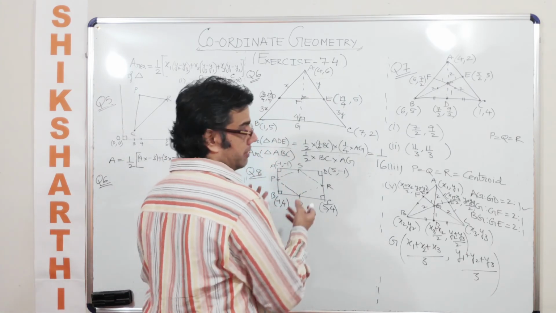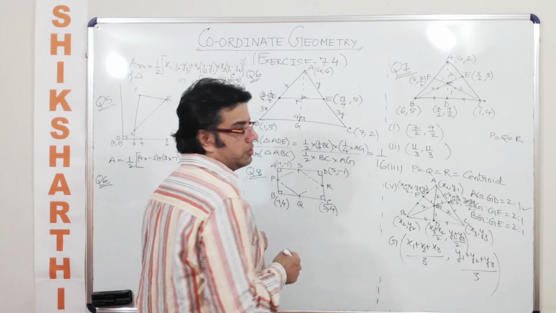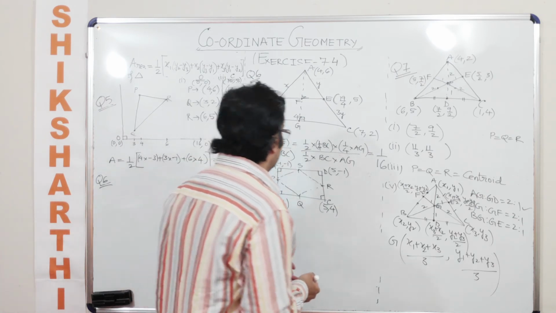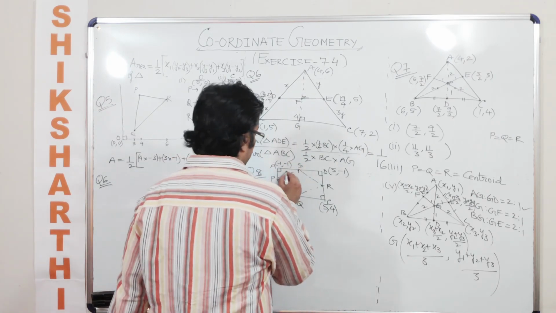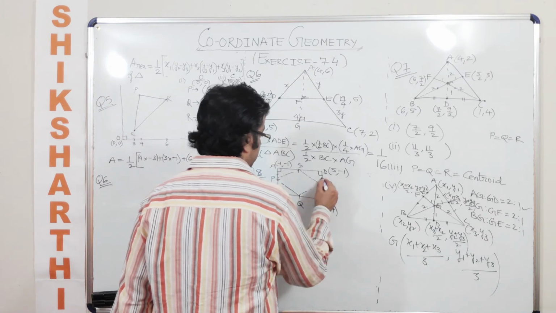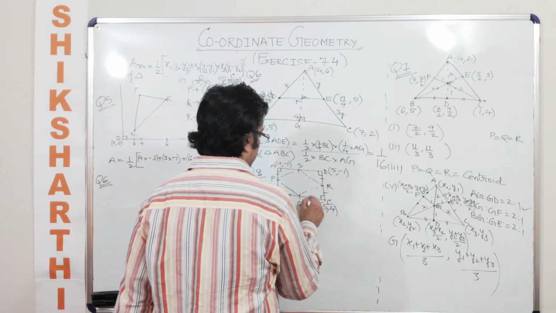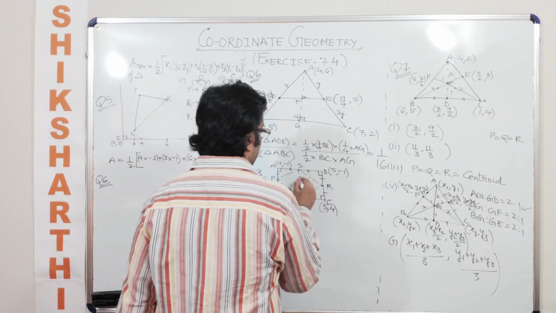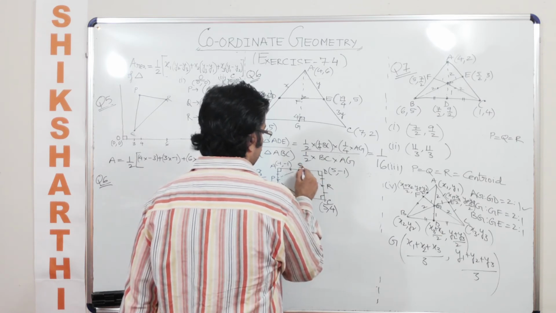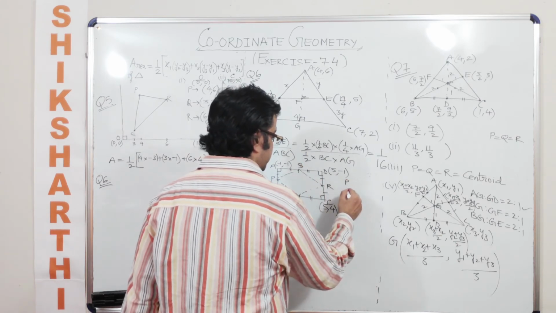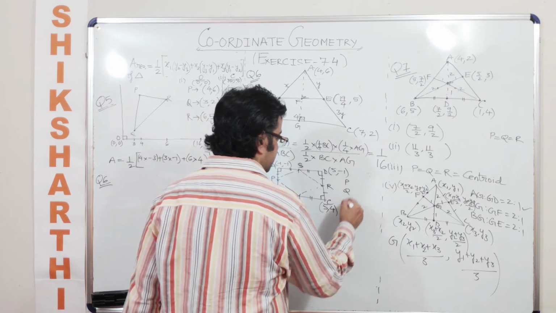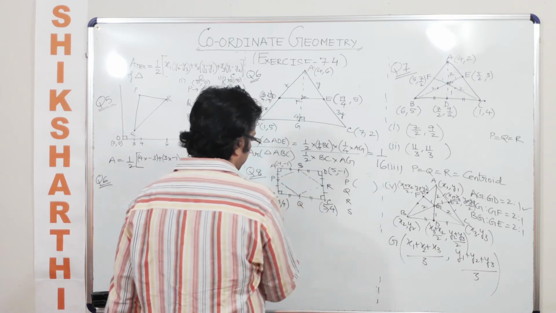So maybe if I were to guess, this is a rhombus. It's not because it looks like a rhombus, but anyway. So once I know that these are the midpoints, can I find out the coordinates for S? Let me write down the coordinates separately, P, Q, R, S. So the coordinates for P would be what?